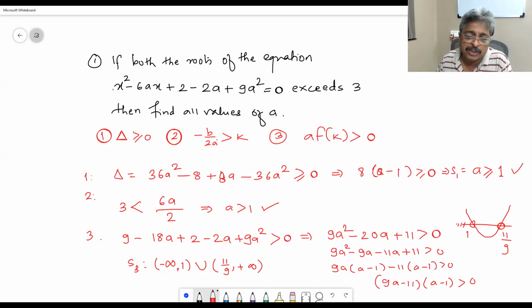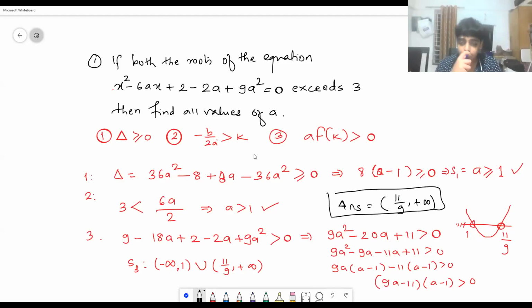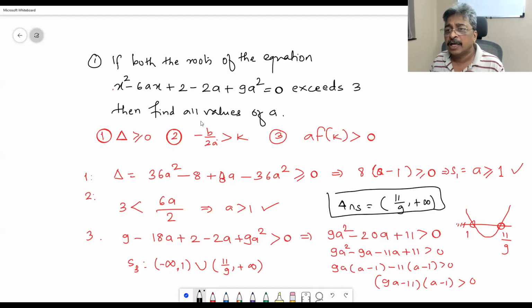Now if you draw, 11 by 9 is greater than 1, therefore this is going to be the winner set. So the overall solution set answer is the open interval 11 by 9 comma plus infinity. Do you understand? Yes, sir. Once you are done with these three conditions, it is purely the calculations that are required to arrive at the answer. Next problem.